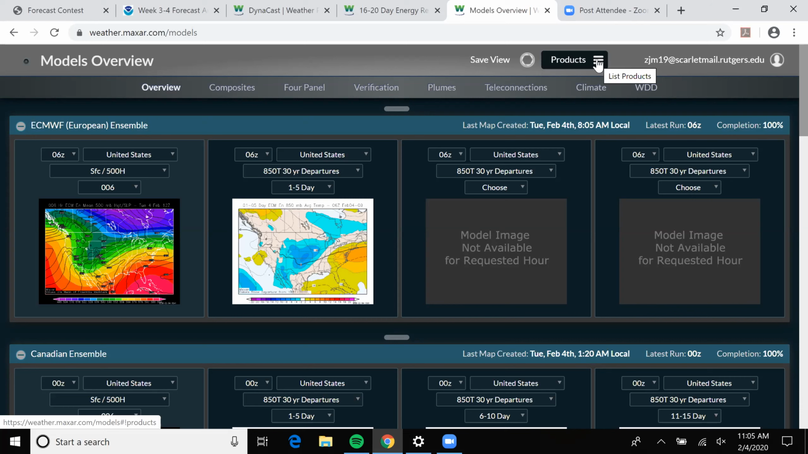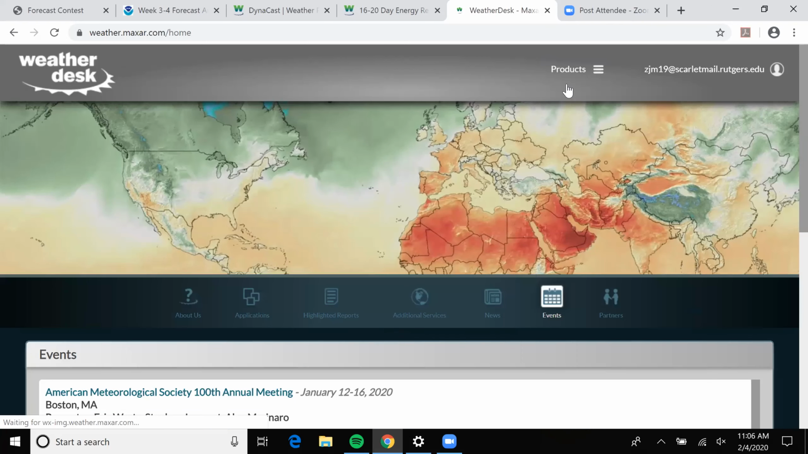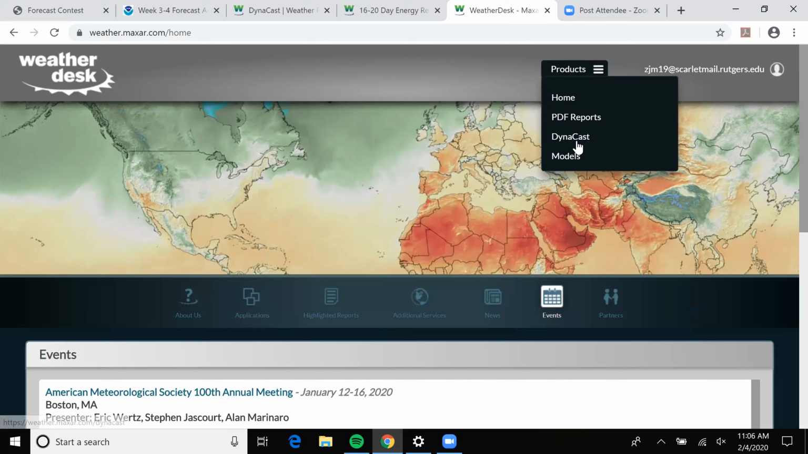So turning to this Maxar website, there's a lot of information here. It can be a little bit tough to digest, so we'll go slow. The first thing I wanted to point out: if you have a Maxar account, you log in, and you're going to come up on a screen that looks like this. So you can come up to products and go through all of these. First we're going to click on Dynacast.